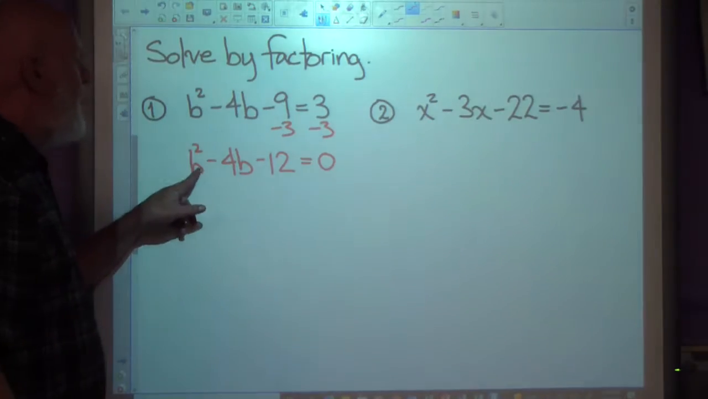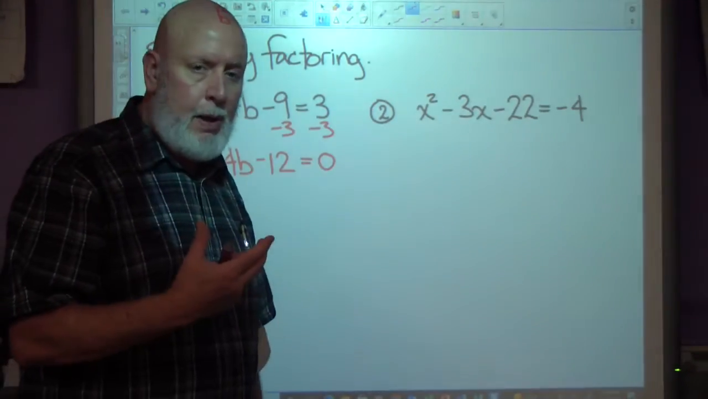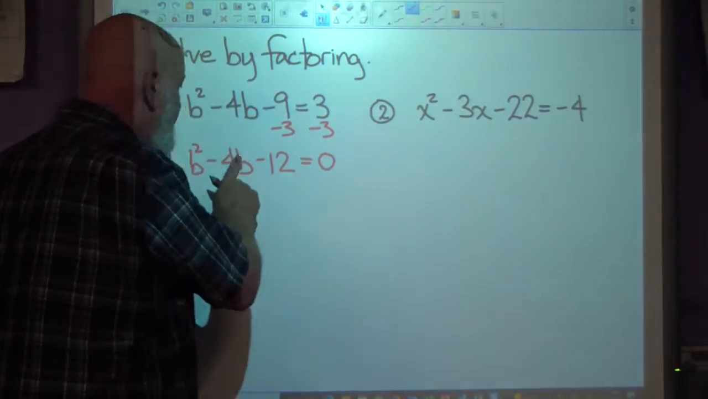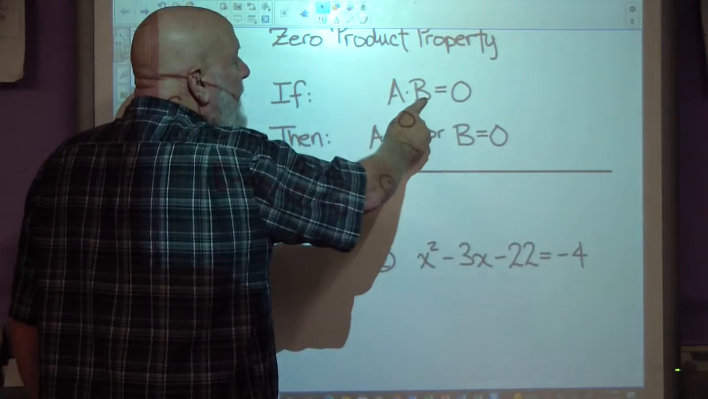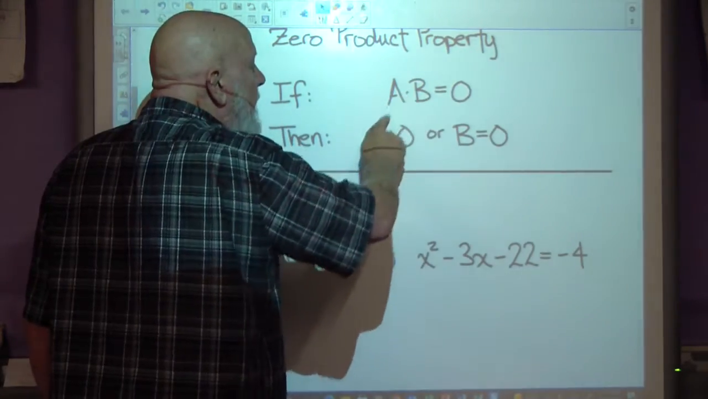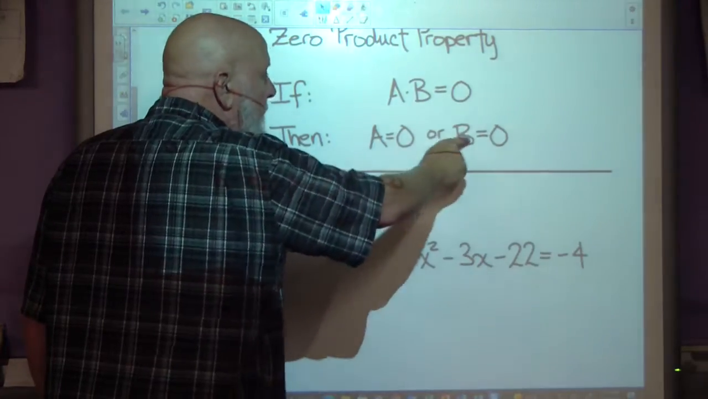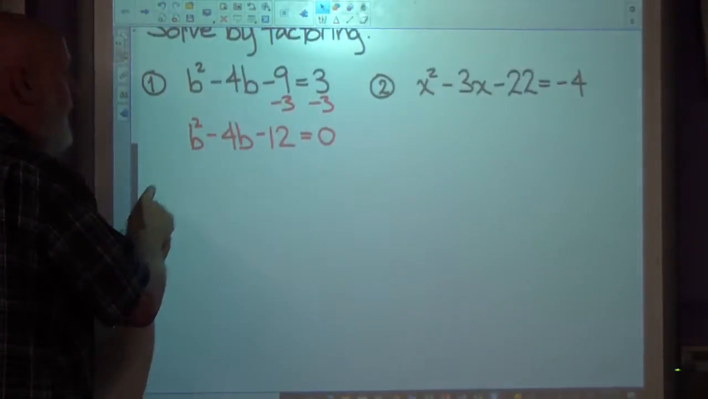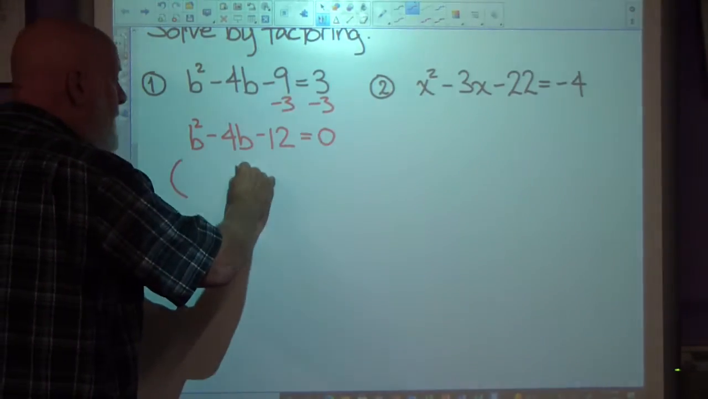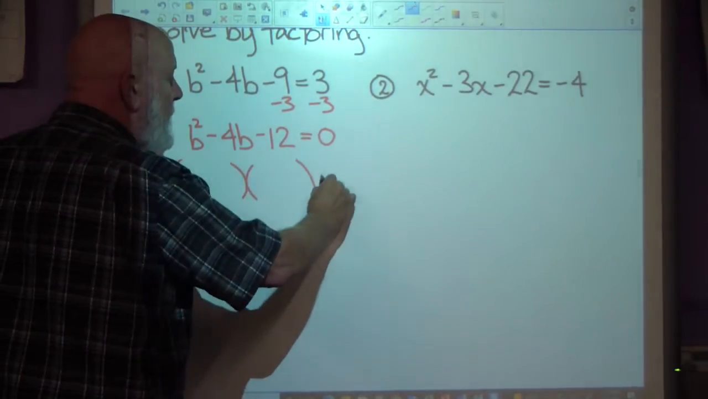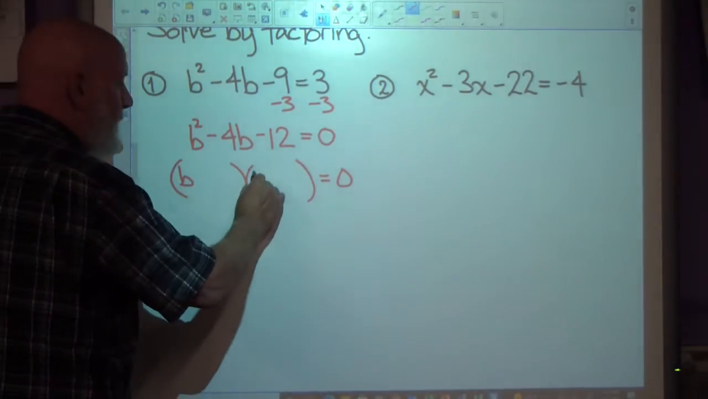Now we've got a quadratic equation equal to 0, and we want to employ the zero product property. In order to do that, we have to factor this, because the zero product property says two factors that equal 0 means that if they're being multiplied together, one of the factors has got to be 0. So I've got to factor this. This is equal to 0, and once I factor it, I'll have the zero product property that I can use. Take the square root of this one, put it here and here.